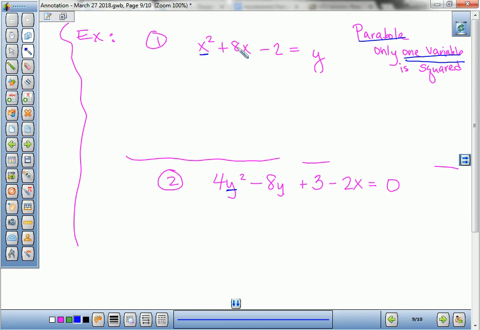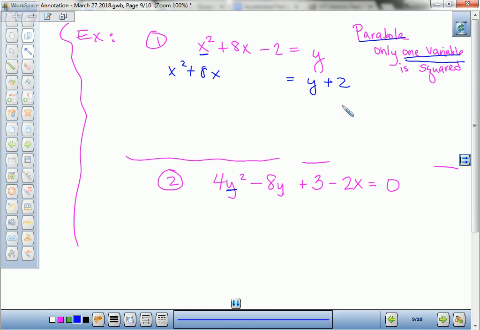Now, we can tell the x is the one being squared. So when we're completing the square, the x needs to stay. Everything else has got to go to the other side. And when it moves to the other side, we change the sign. And now we have to complete the square for our x. But we've done this like 600 times at this point. So you take half and you square it. And you add that to both sides. Then you write it as a binomial squared. And we're done.